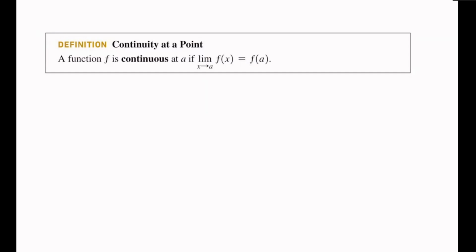So, what does it mean for a function to be continuous at a point? Let me give you a formal definition first, and then we'll break it down. A function f is continuous at a point a if the limit of f of x as x approaches a is equal to f of a. Now, I know that it seems simple, maybe even too simple, but there's actually a lot packed into this definition.